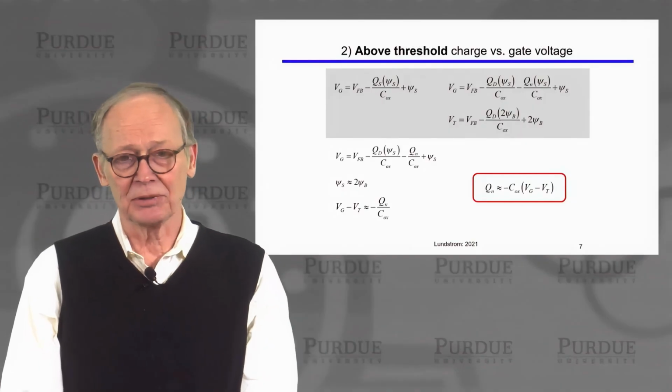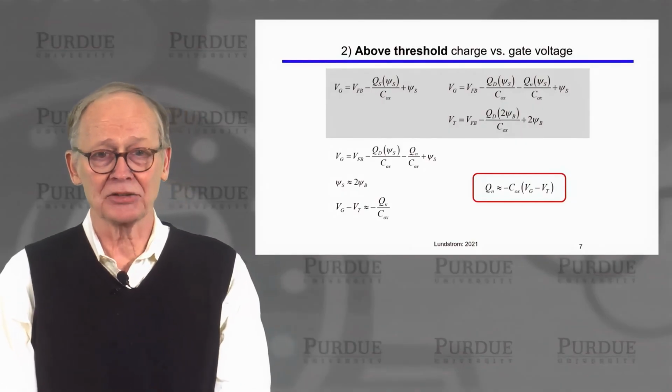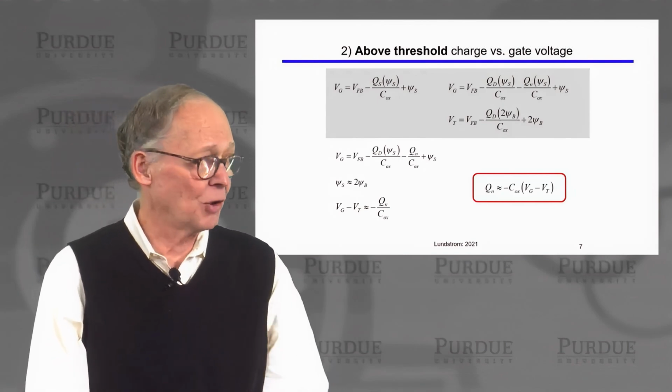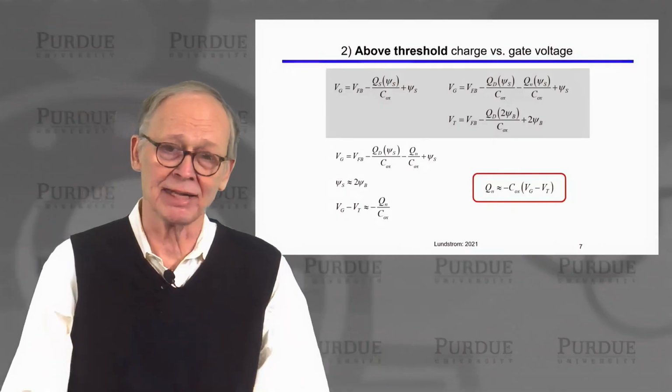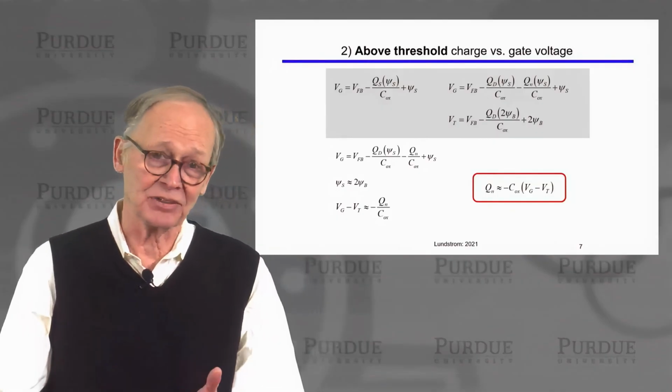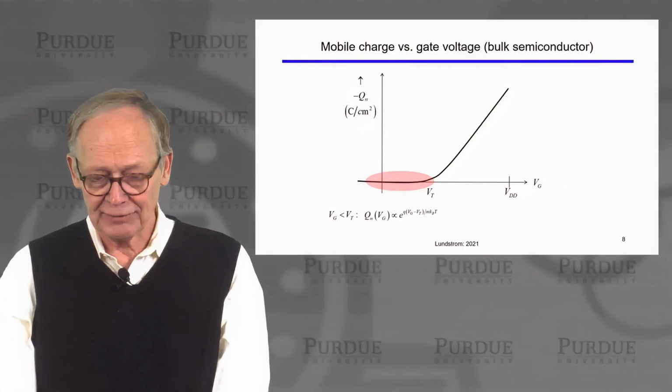So we have a very simple expression. Mobile charge is equal to minus Cox times (Vg minus Vt). Also in a big red box because we want to remember that. We've used it many times before in this course, and now we see where it comes from. So we've done our mobile charge versus gate voltage.